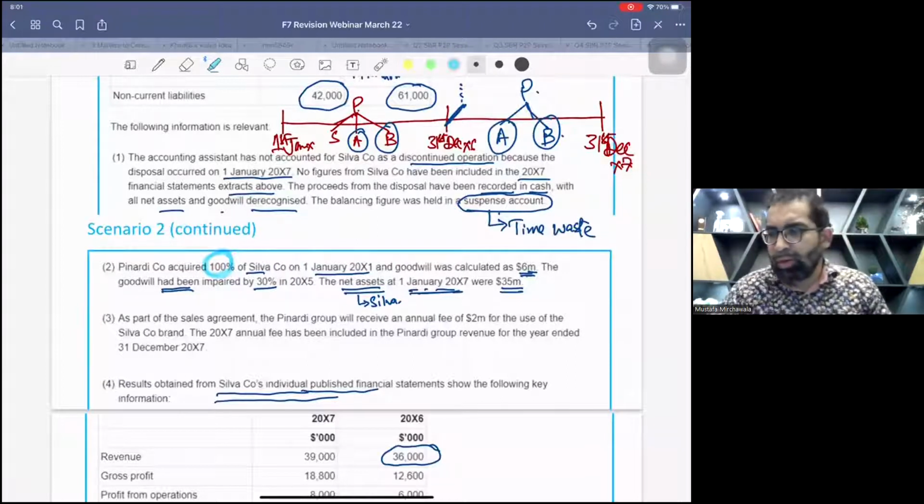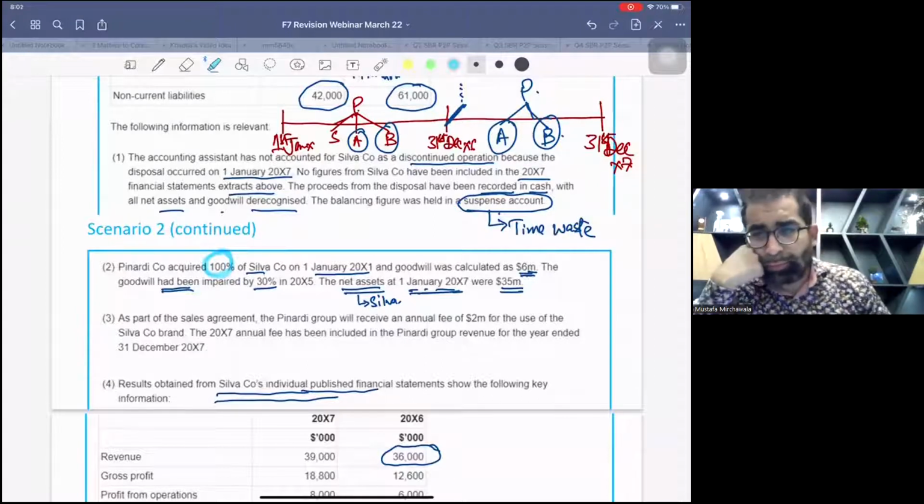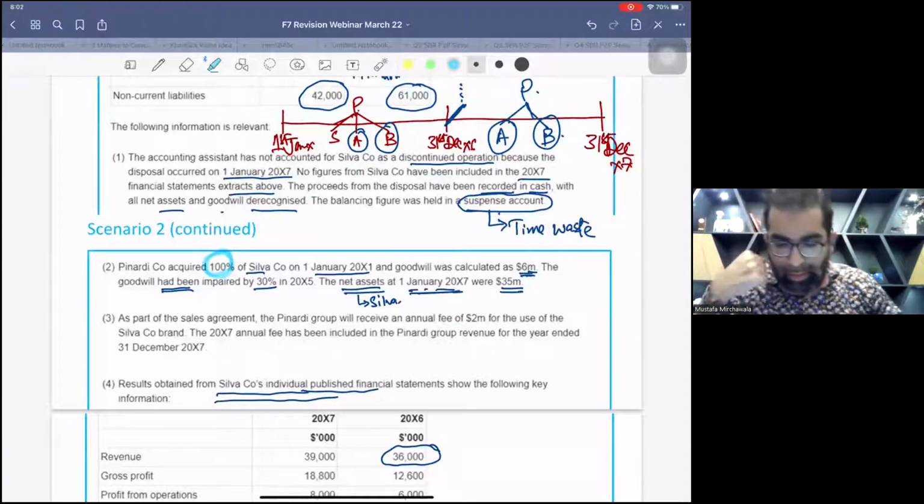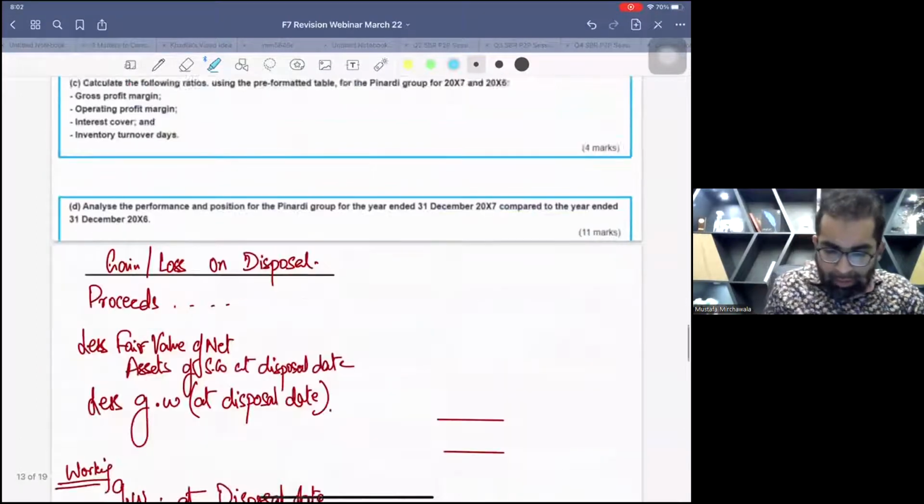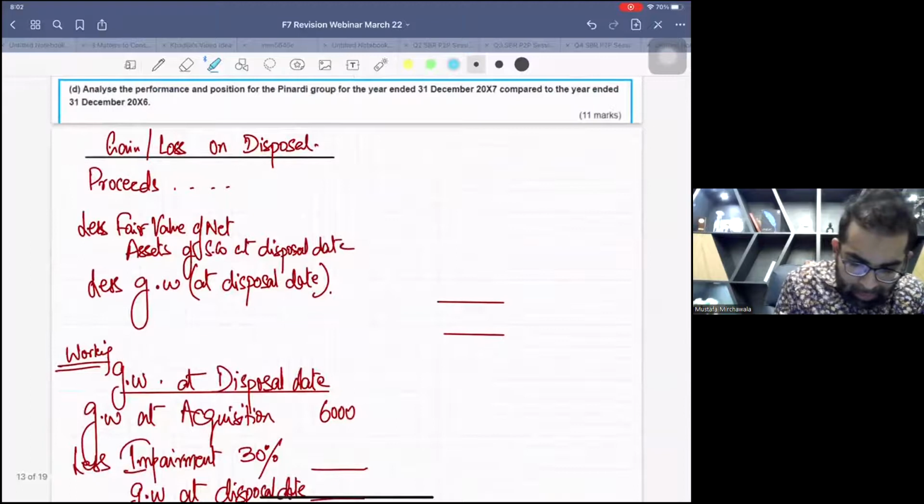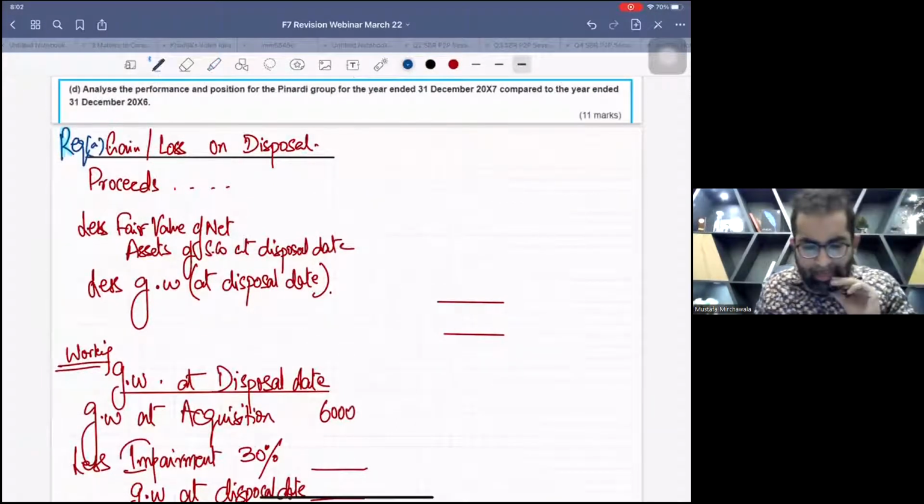Students, please calculate the gain on disposal. Quick, do it. It's 2 marks, only 2 marks. Excellent. Let me do it for you. First of all, gain or loss on disposal. This is requirement A.